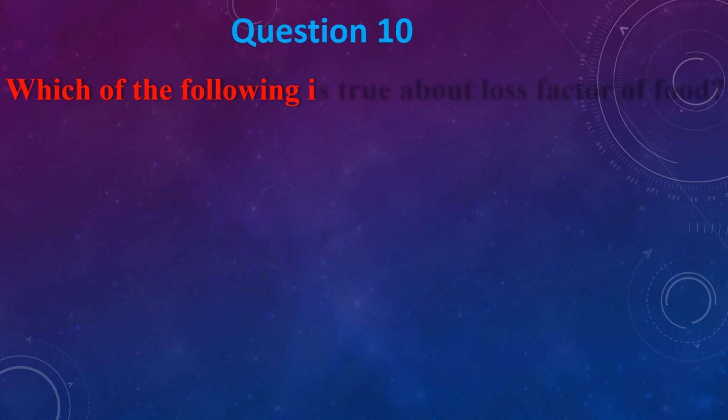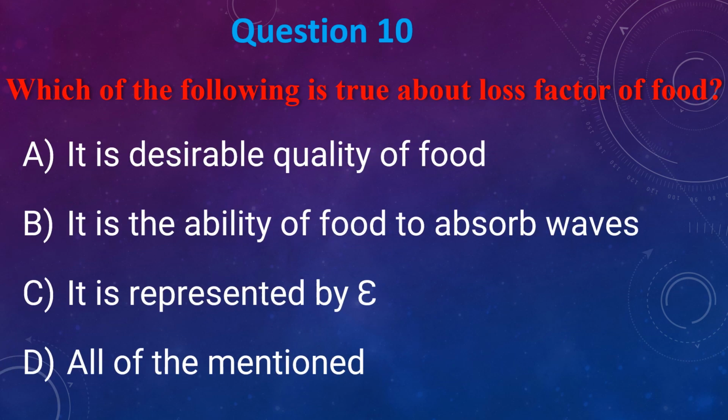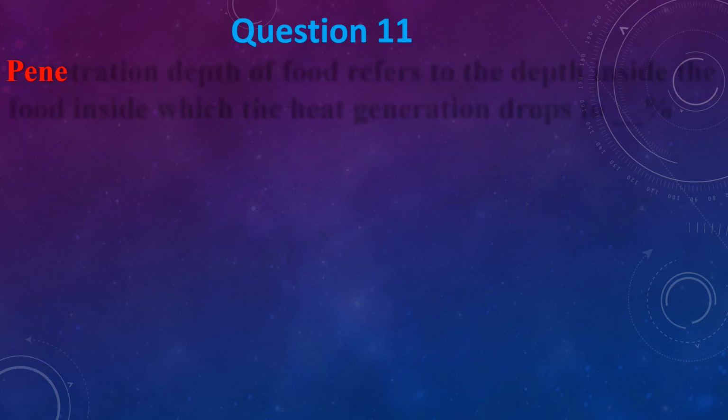Which of the following is true about loss factor of food? A. It describes quality of food. B. It is the ability of food to absorb waves. C. It is represented by Z. D. All of the mentioned. The answer is all of the mentioned.